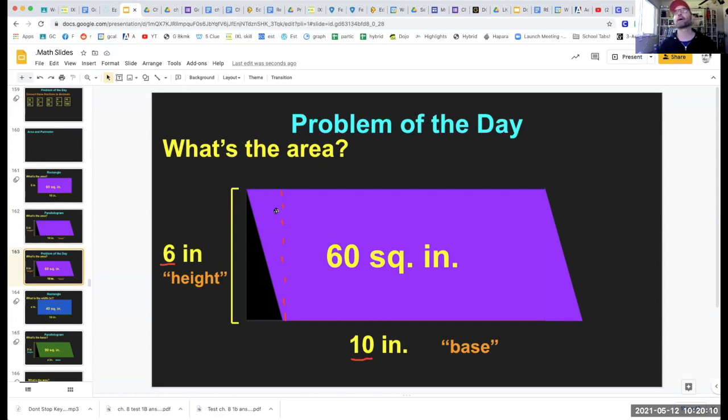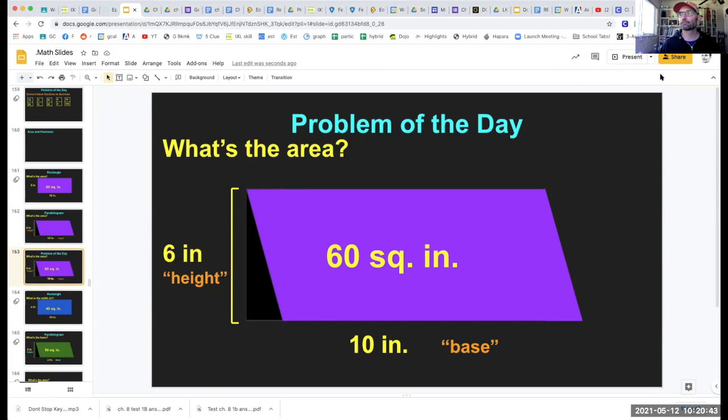Got it? So the way you find the area of a parallelogram is just like a rectangle, except you're doing base times height. And the important thing to remember for height is you only measure the straight up and down. You don't measure along the diagonal, because this diagonal piece is actually longer than this dashed line. So that's why you only measure the height, which is straight up and down. Got it? Cool.